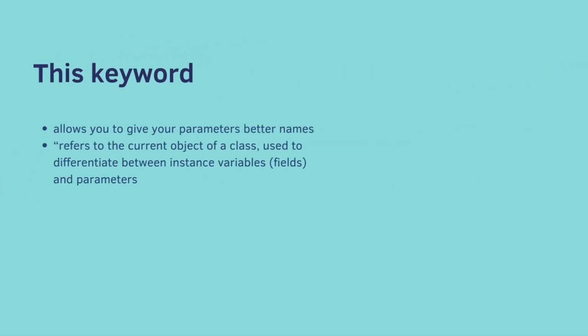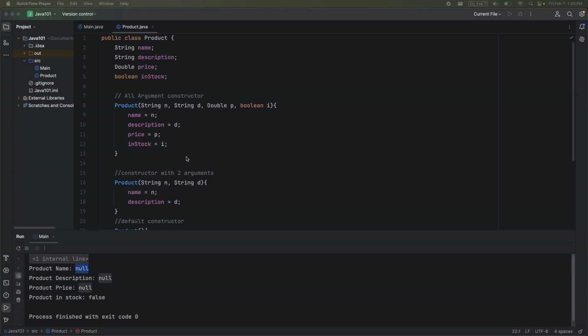Next up is the this keyword. It allows you to give your parameters better names. It's hard to explain without just giving you an example, so let's go back to our code to see how this works. Okay, so let's look at our all argument constructor. And if you notice, we really danced around this to make sure we didn't bump into it, but I called the string of name just the letter N, and string D is description. So what happens if I want to give this a better name?